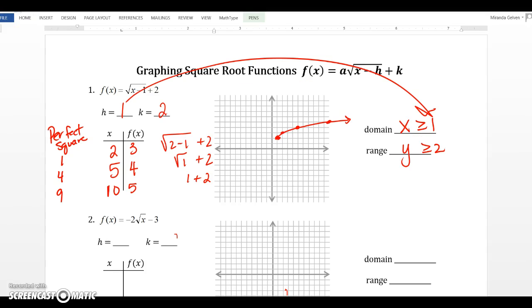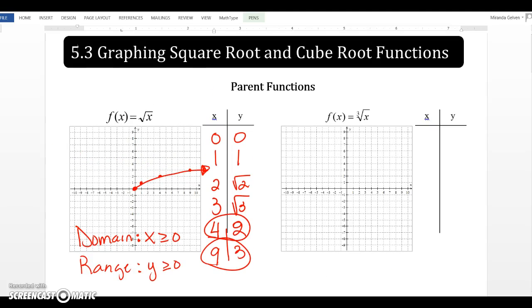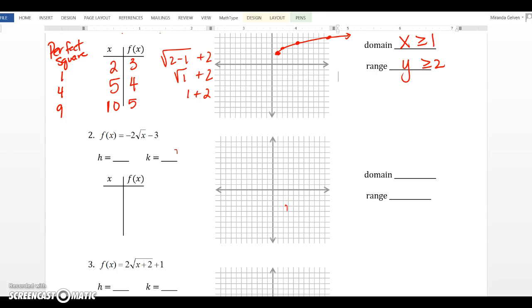Alright. So, whoops. What was that? Sorry, my computer just glitched on me.